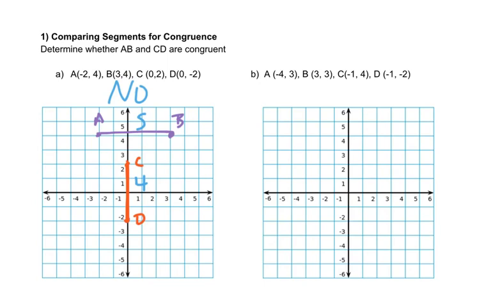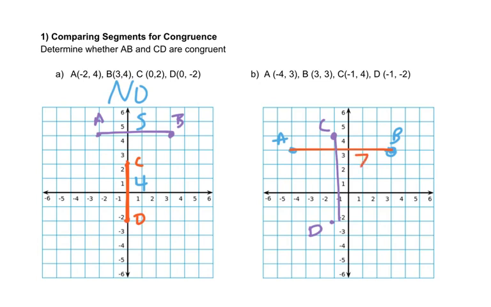Okay, so A is -4, 3, and B is 3, 3. That's A and B. Connect them. Then I've got -1, 4 is C, and -1, -2 is right there, D. Okay, it looks like from A to B there's 1, 2, 3, 4, 5, 6, 7.